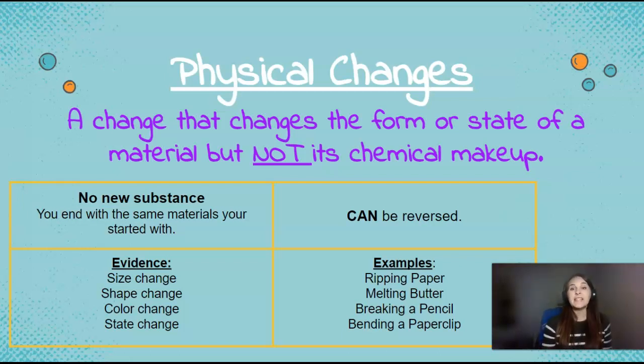Let's look at some other examples of physical changes. We have ripping paper, melting butter, breaking a pencil, and bending a paperclip. None of those things change. In the end, we'll still have paper, butter, a pencil, and a paperclip, but they've just changed their size, their form, their shape, those kind of things.